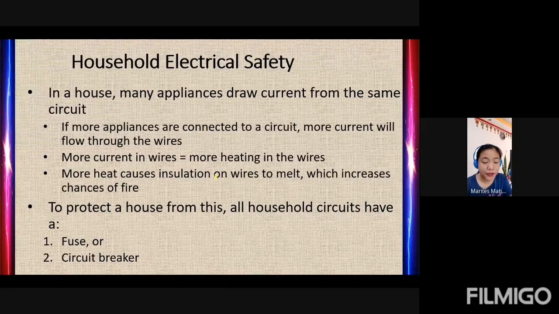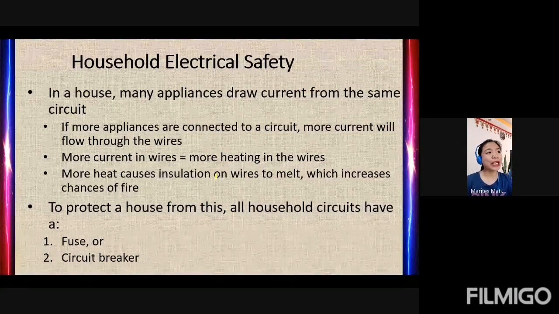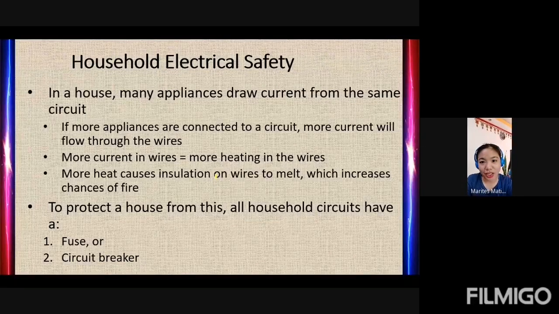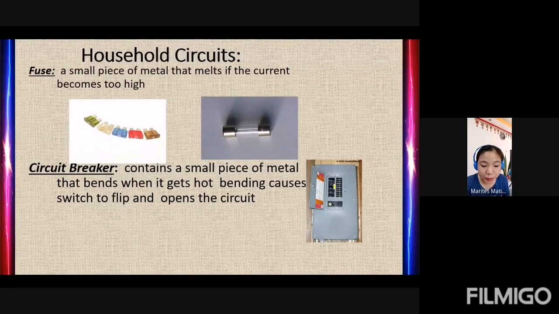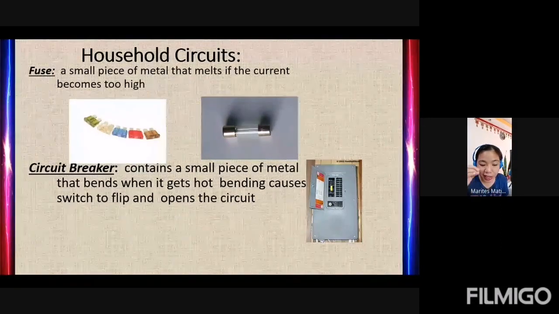So, to protect a house from this, all household circuits have, letter A, dapat meron tayong fuse na tinatawag natin. Nung una kasi, ang pinaka-common natin yung fuse, yung tinataas at saka binababa lang natin. Pero ngayon, meron na tayong circuit breaker. Familiar ba tayo sa circuit breaker, anak? Ayan. Ito yung ating circuit breaker. So, meron na tayo silang tagi-isa na mga parang fuse.